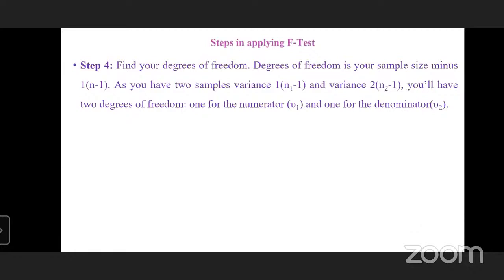Now step 4. Find your degrees of freedom. Degrees of freedom किती आहे बघा. Degrees of freedom is your sample size minus 1. Degrees of freedom चा अर्थच असा आहे सॅम्पल साइज मधून n वजा करणे.